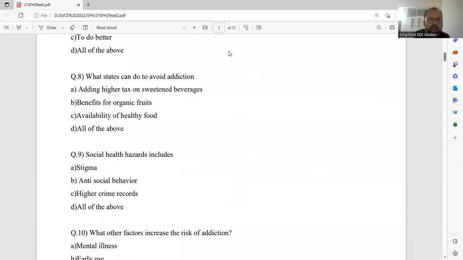Question number 8, what can states do to avoid addiction? Which would be the right answer? It is the same question already repeated. So I would like to select option D, all the above, like adding higher tax on sweetened beverages, benefits for organic foods, availability of healthy food. I would like to select option D.